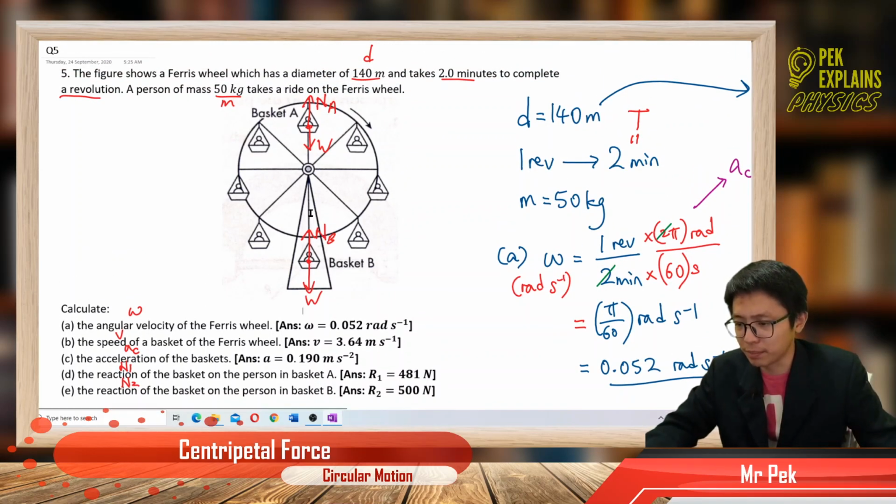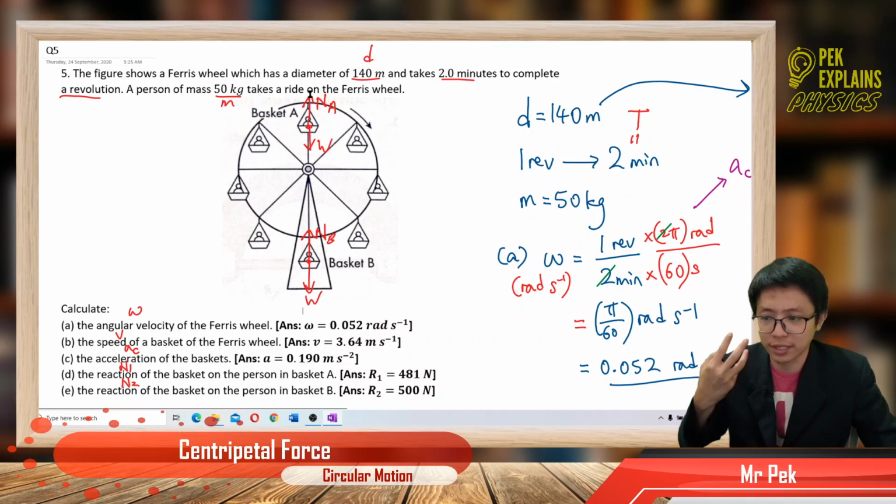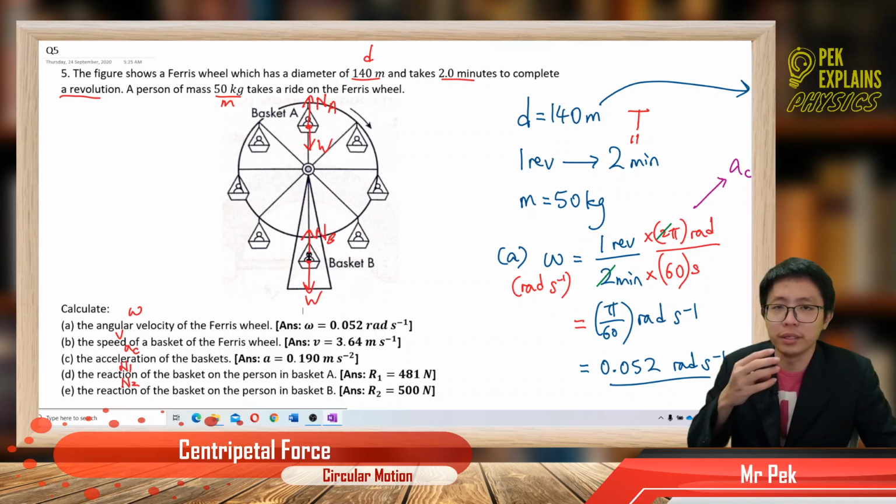Because the person is not upside down, the person is sitting on top of the chair, so the chair gives the normal force upward. For both positions, basket A and basket B, both persons are sitting on the chair. So the chair provides the normal force upward, and the weight is downward.